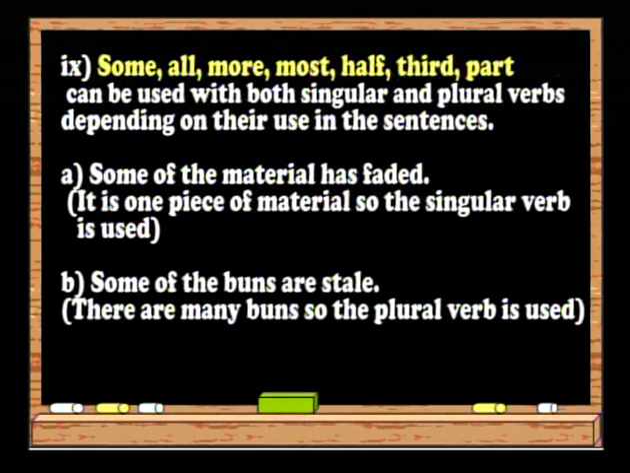Some, all, more, most, half, third, part can be used with both singular and plural verbs depending on their use in the sentences. Let us look at some examples. Some of the material has faded. It is one piece of material, so the singular verb is used. Some of the buns are stale. There are many buns, so the plural verb is used.